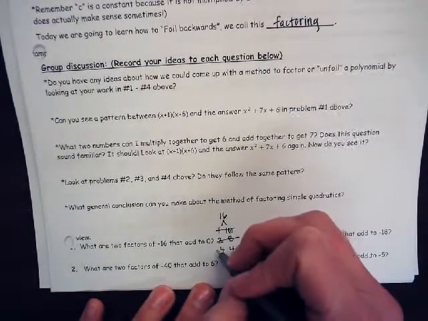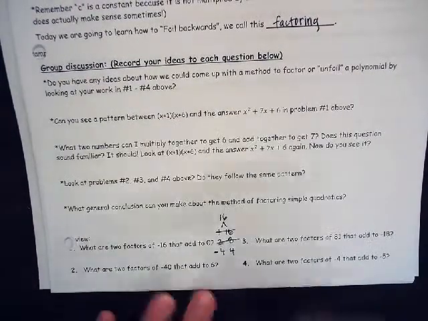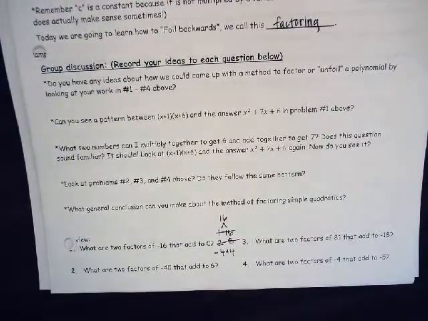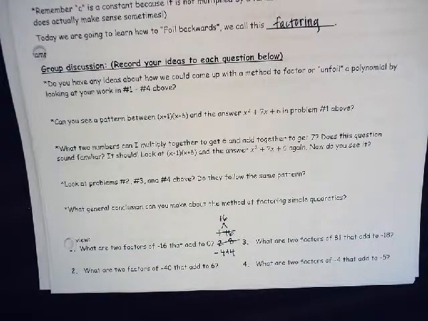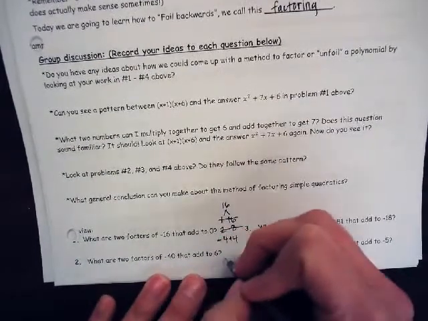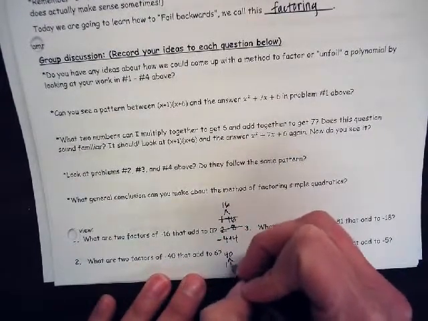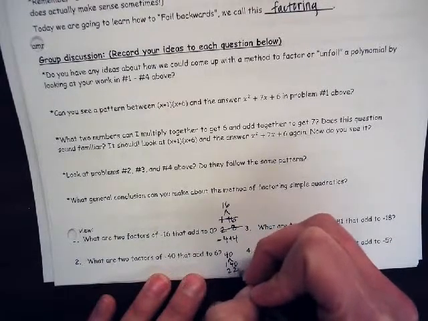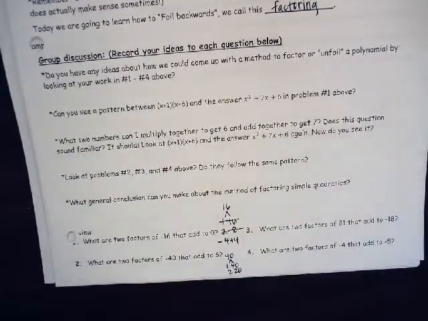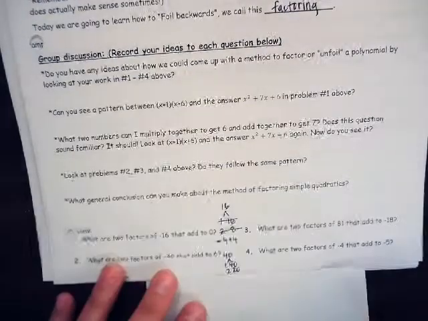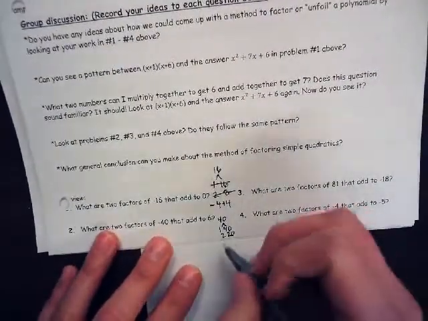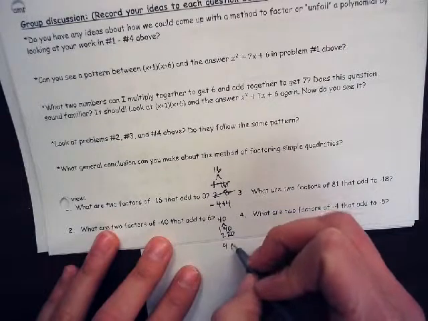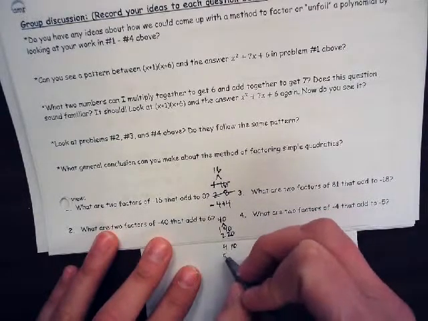4 and 4. Now if I make one of these negative and one of them positive, then they would add together to give me 0 and multiply together to give me -16. Let's try 40. So 40, I would have 1 and 40, 2 and 20. I'm running out of room here. 3 doesn't work, 4 and 10, 5 and 8.